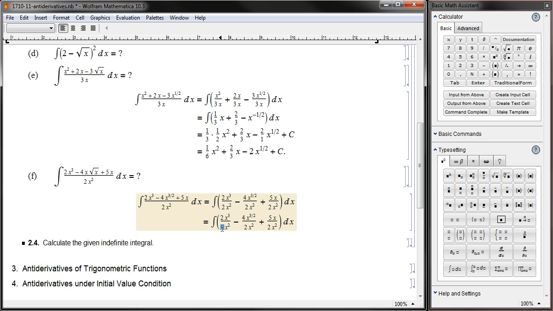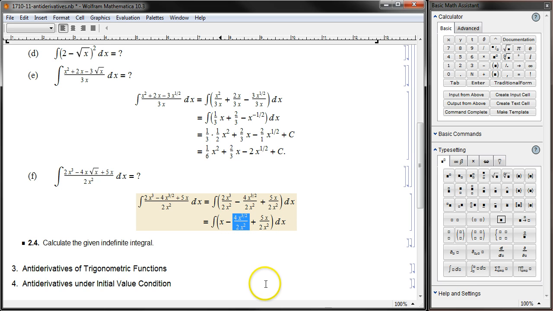2 over 2, so the number part is 1, so you don't really have to write it. Actually, what power is it? 3 minus 2, so first power. You don't have to write 1, and there goes the simplification.